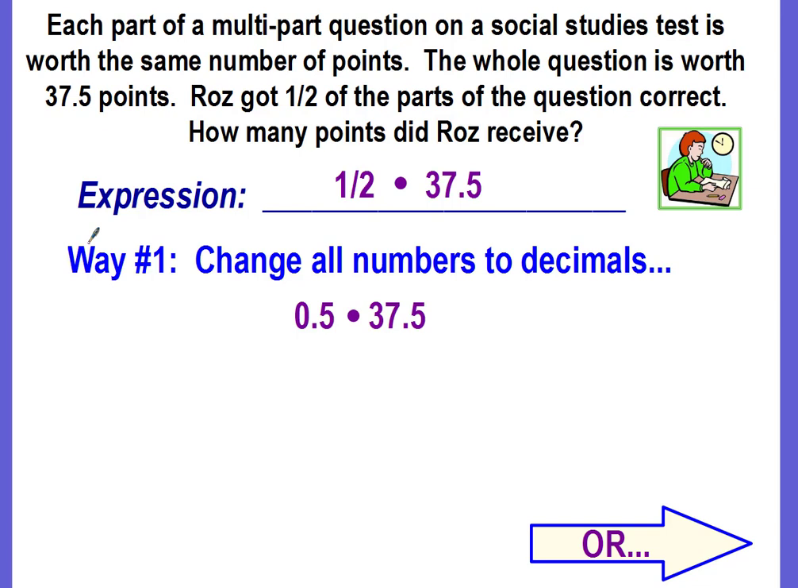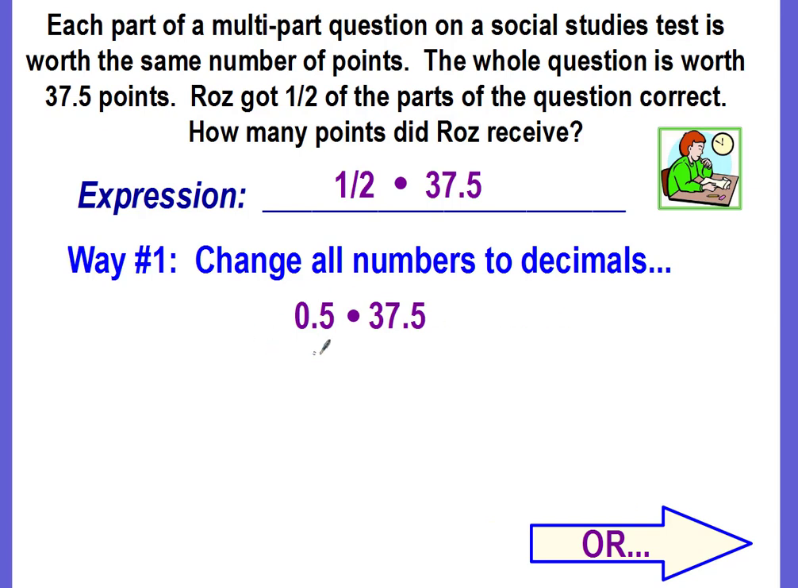Okay, when you are working with rational numbers, in order to add, subtract, multiply or divide, they all need to be in the same form. So we can change them all to decimals, which a lot of you will probably like. 1/2 is equivalent to 5/10. So we have 5/10 times 37 5/10.